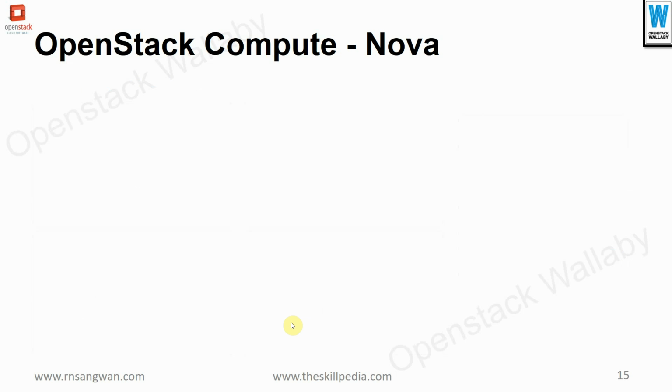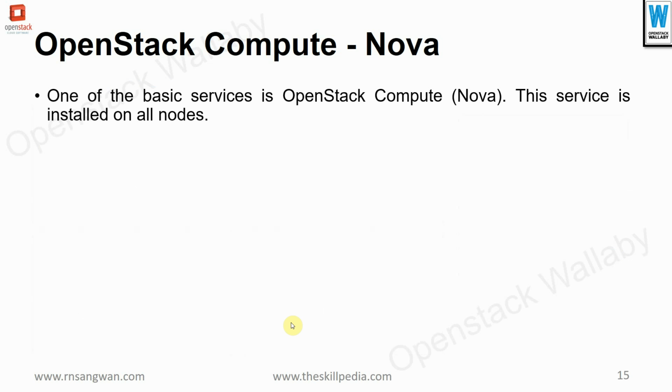Let's understand the core services of OpenStack. For example, Nova Compute. This is one of the basic services in OpenStack Compute. This service is installed on all nodes. Well, not precisely. I will say that it is installed where instances are to be launched, because I am referring to the compute instances. So wherever you have to launch instances, you need to install Nova.